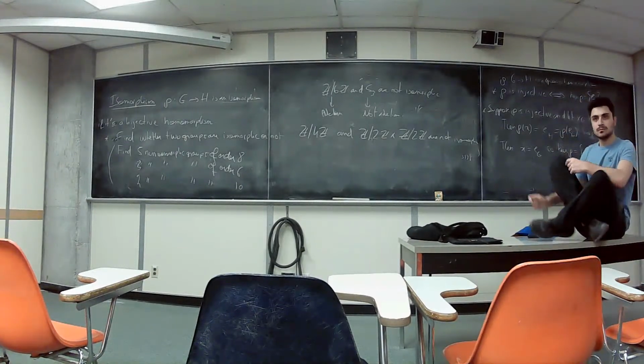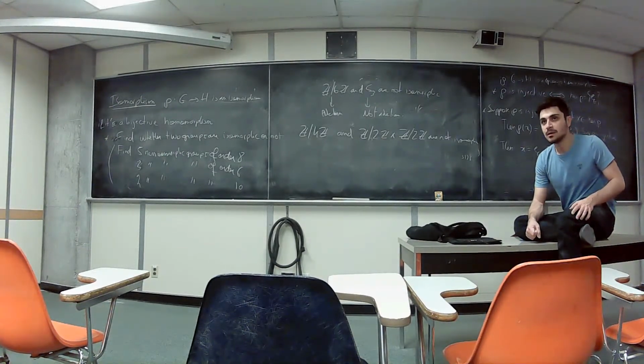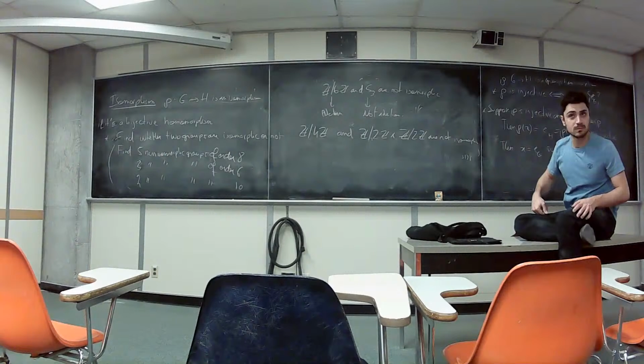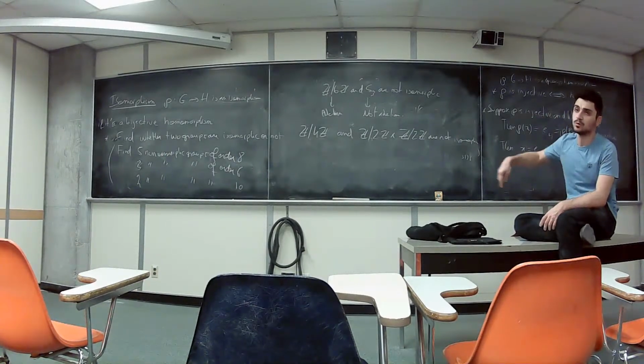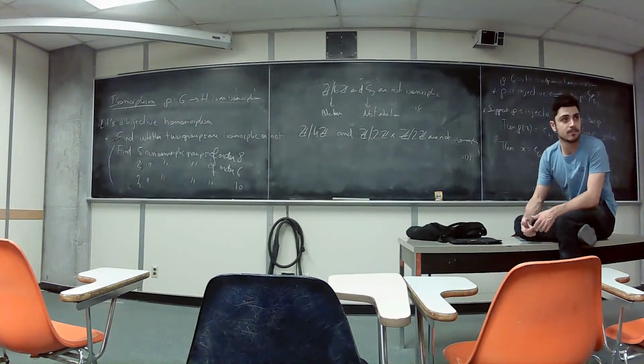Okay. Are we good here? Yeah. Why is S3 not commutative? Write down two permutations, (1 2) and (1 2 3). They don't commute with each other. (1 2)(1 2 3) is not equal to (1 2 3)(1 2). Good point.